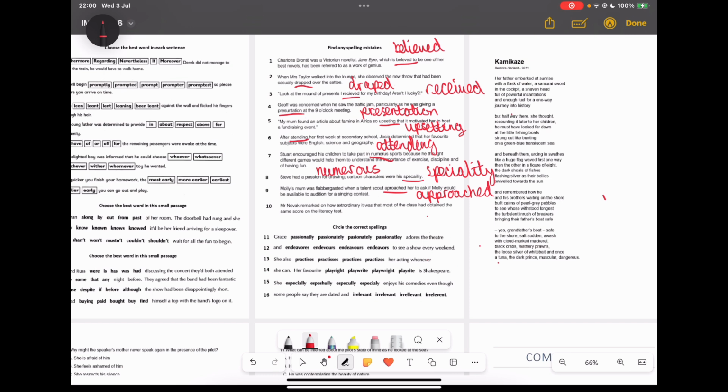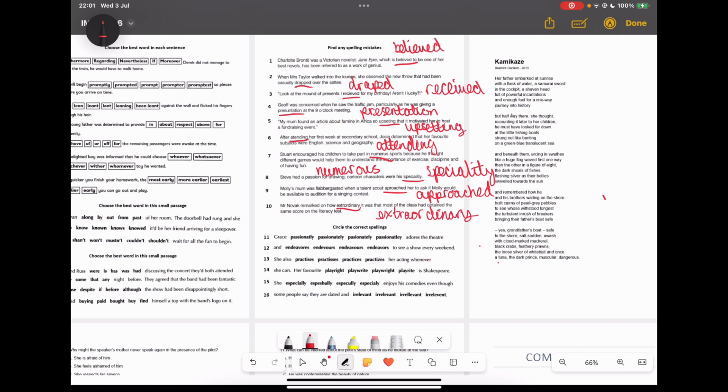And then 10. Mr. Novak remarked on how extraordinary it was that most of the classes had obtained the same score on the literacy test. This one is extraordinary, and it should be spelt as EXTRA, ordinary. So extraordinary.